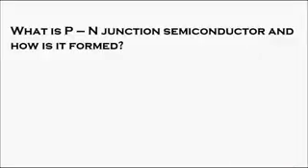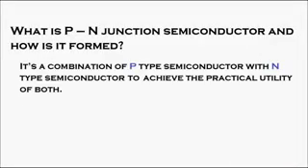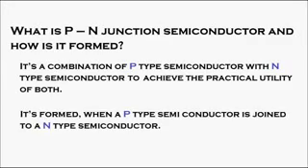What is PN junction semiconductor and how is it formed? It is a combination of P-type semiconductor with N-type semiconductor to achieve the practical utility of both. It's formed when a P-type semiconductor is joined to a N-type semiconductor.